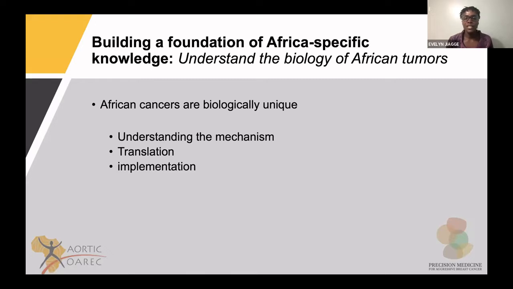For building a foundation of African-specific knowledge, we need to understand the biology of the tumors that happen in Africans. African cancers have been reported to be biologically unique. That is, the biology and the mechanisms that control the cancers that occur in Africa, at least for prostate cancer, for breast cancer, and for other cancers that some have been published on, we know that the biology is different from what happens in other ancestries or in other parts of the world.